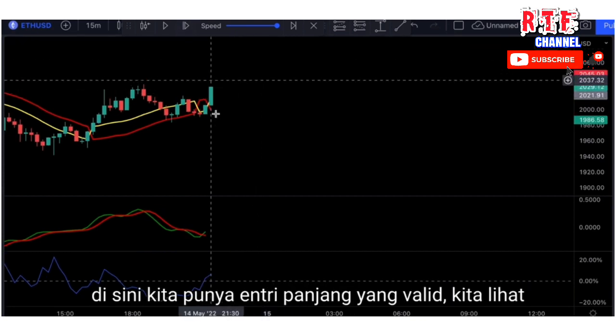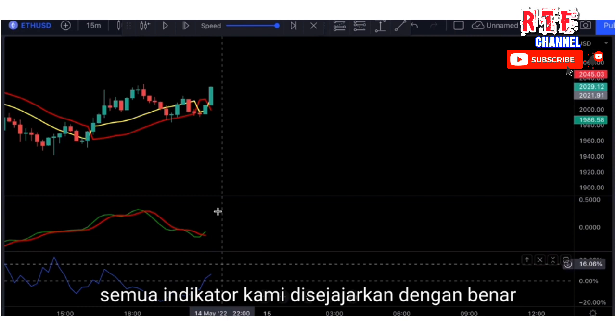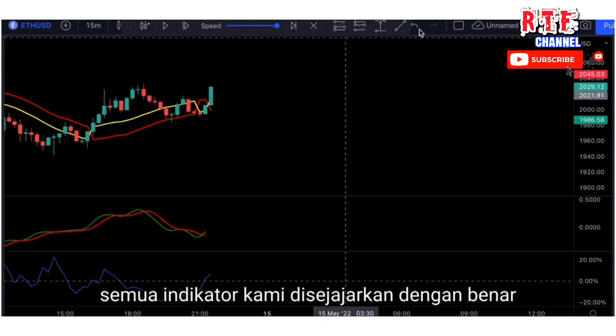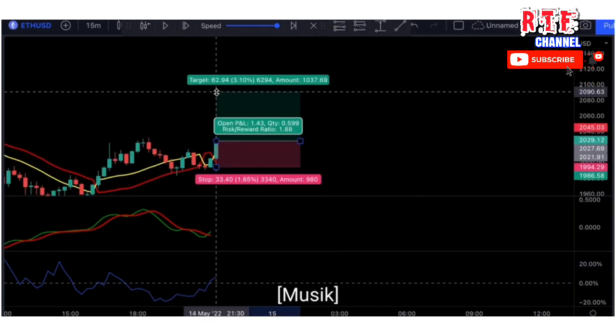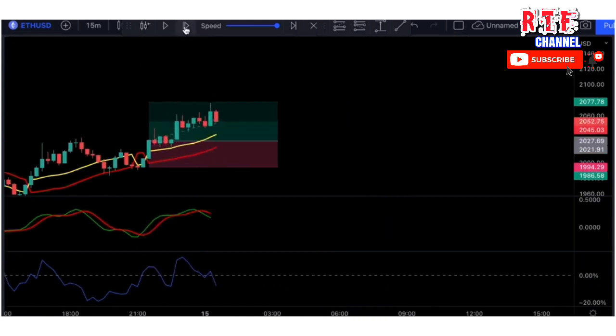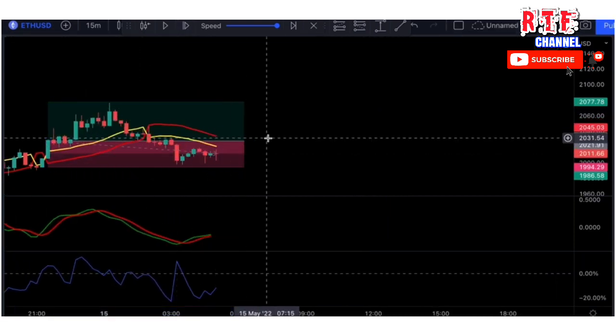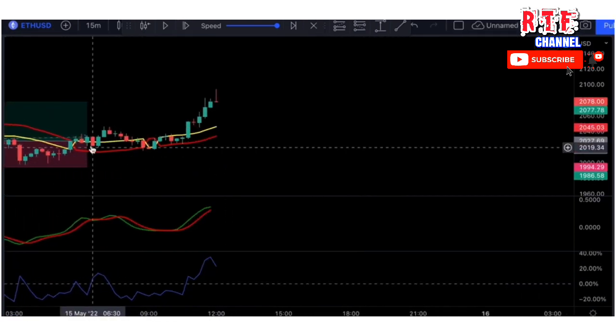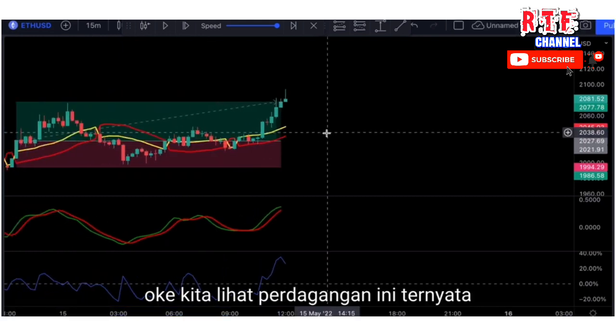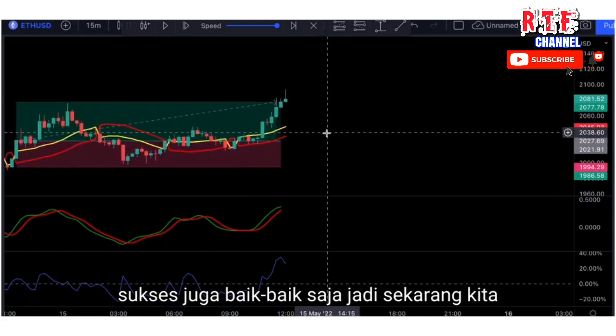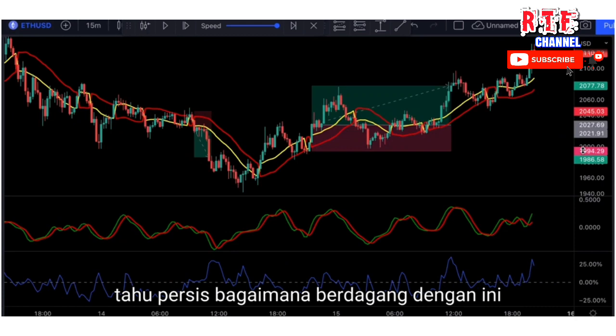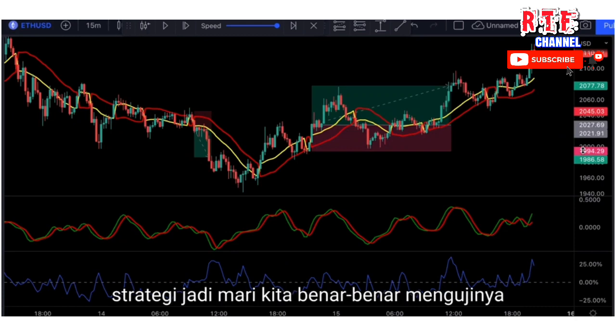Here we've got a valid long entry. We see all our indicators are aligned properly. Okay, we see this trade turned out to be successful as well. Alright, so now we know exactly how to trade with this strategy, so let's actually backtest it 100 times and see how well it performs.